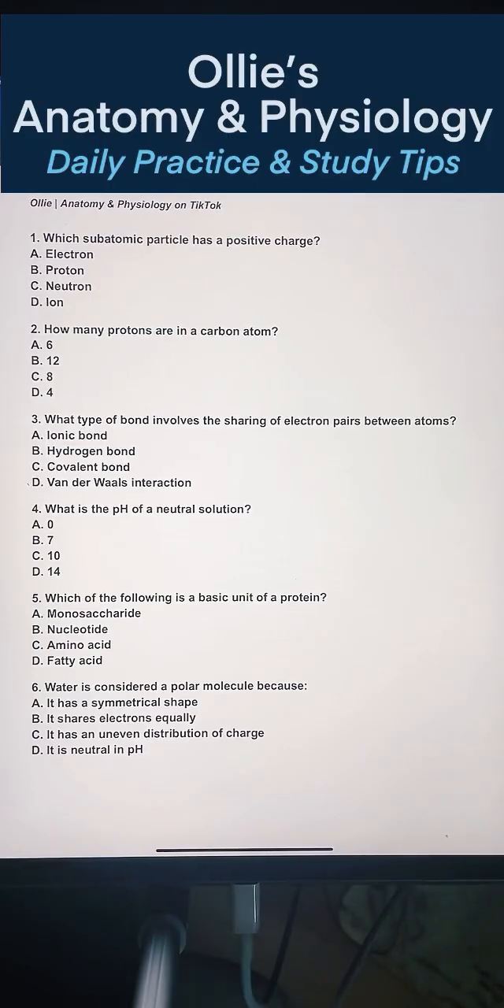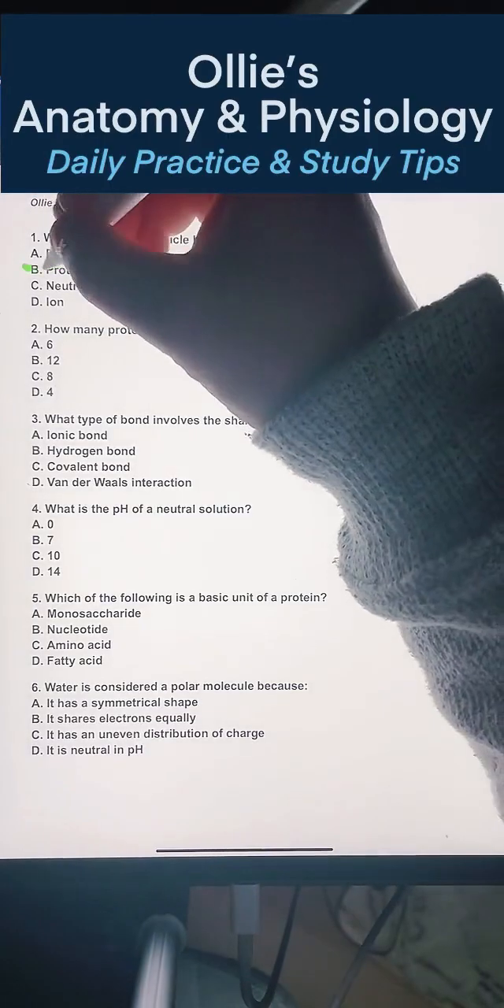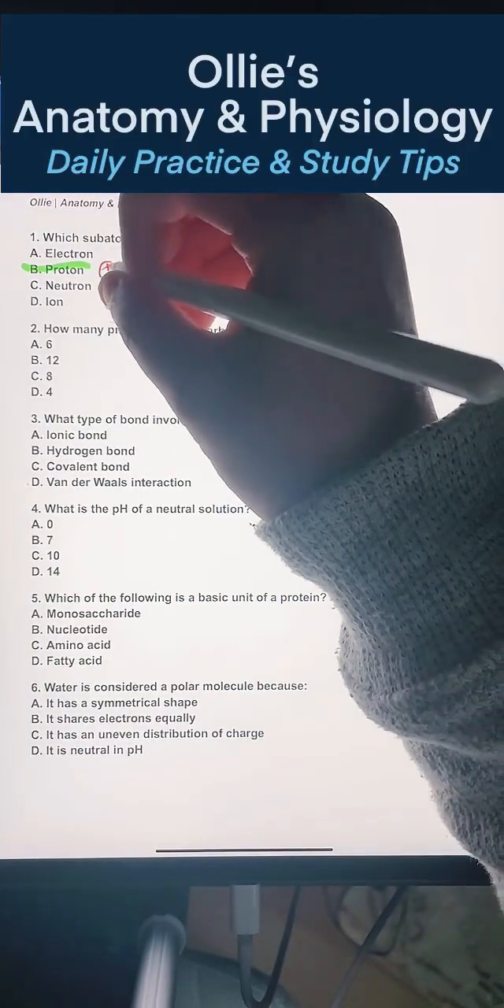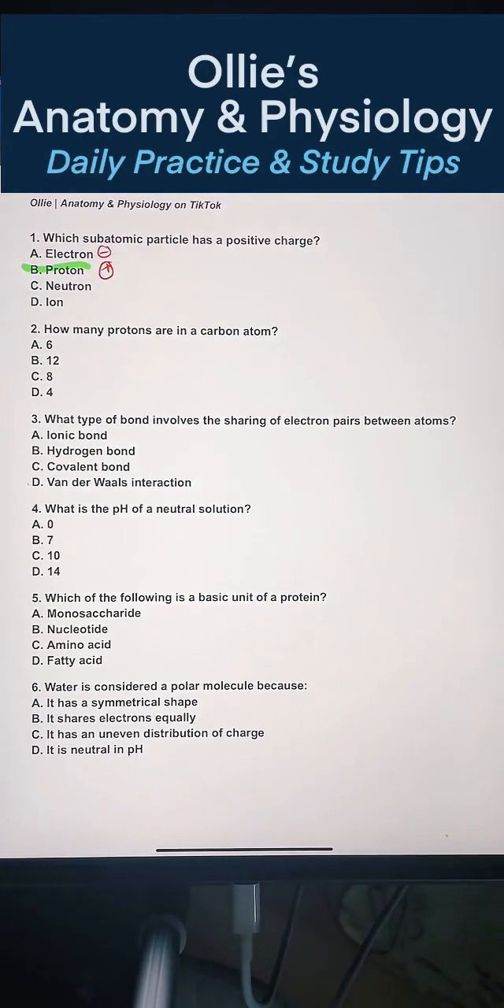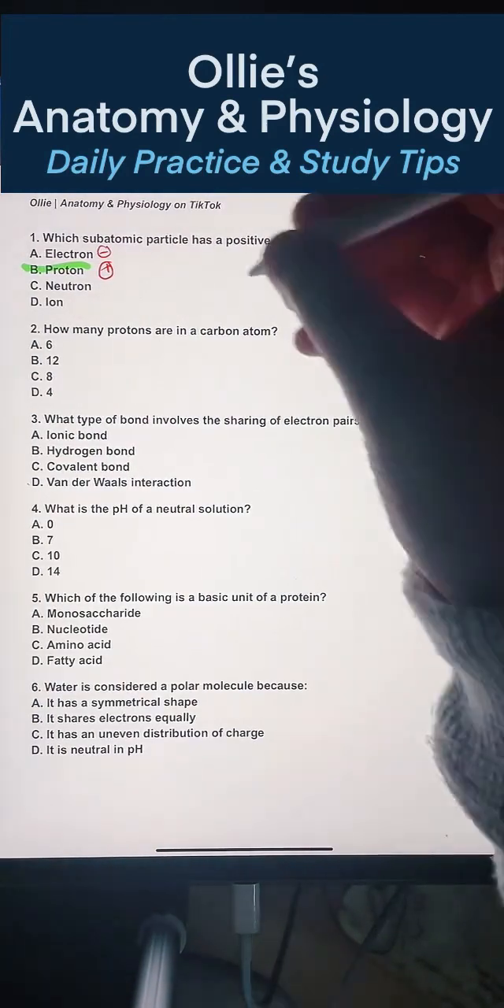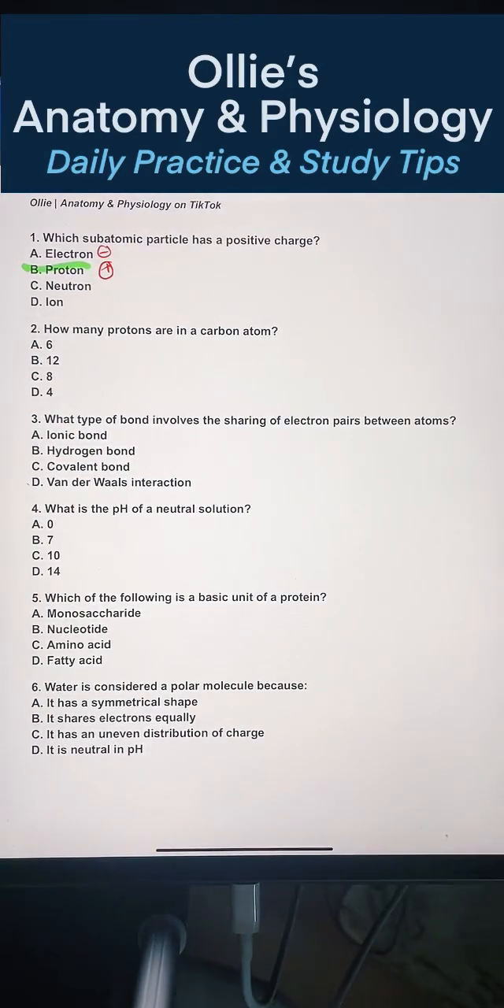You guys are right. The answer is B. It is a proton. Protons have a positive charge. Electron has a negative charge. And then a neutron is neutral. Ion can be positive or negative. It's one that has lost or gained an electron.